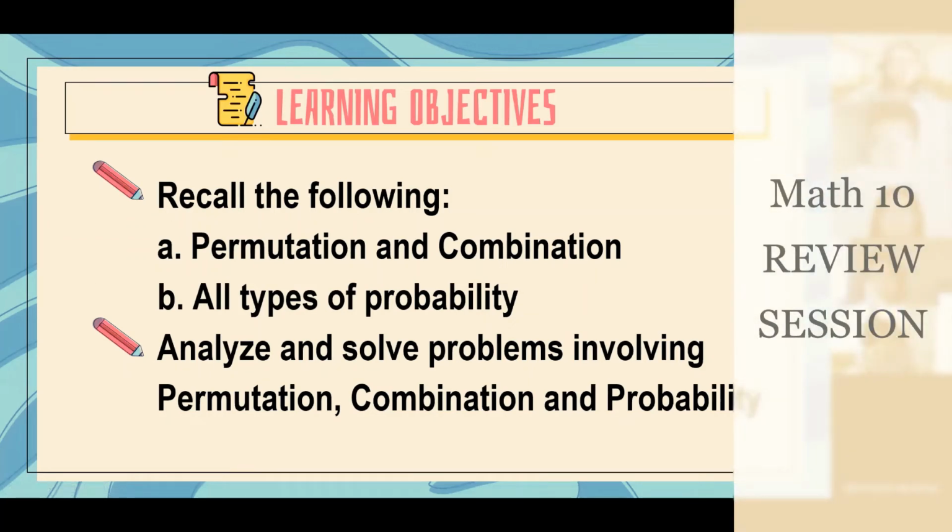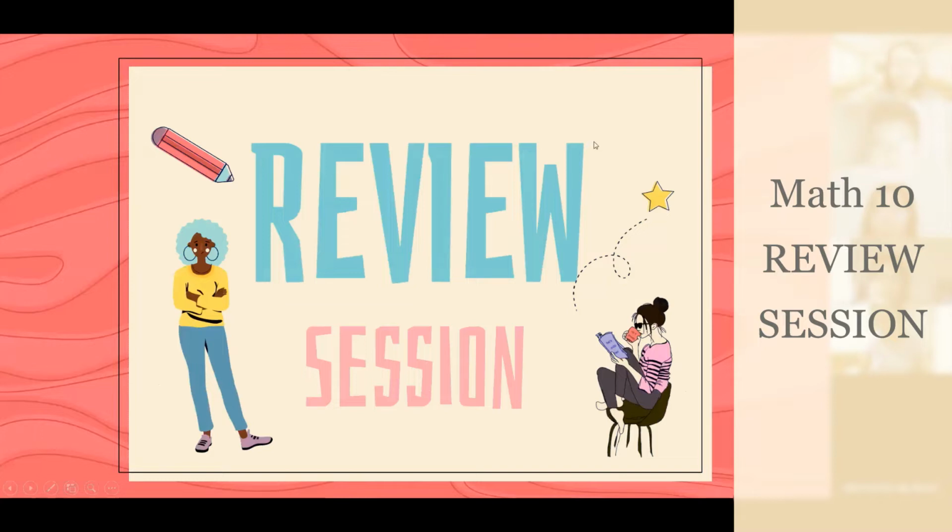So we have the following objectives. Recall the following: permutation and combination. Letter B, all types of probability. And analyze and solve problems involving permutation, combination, and probability. So these are the lessons that we discussed for the third quarter, right? So it's just a review today. And next week, Tuesday, quiz number 3, all about probability, all types of probability, not only the last two.